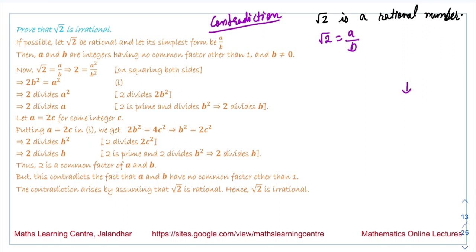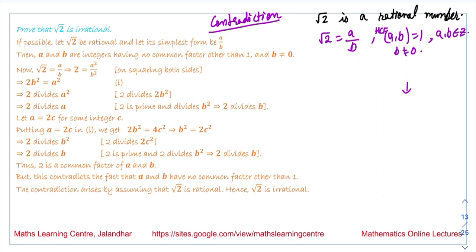If it is a rational number, then it is of some form a by b, where the HCF of a and b is 1. This is the simplest form. So HCF of a and b is 1. A and b are some integers, and the third thing we have is that b is not equal to 0 because it is a rational number. So these are the properties of a rational number that we will have if it is of the form a by b.